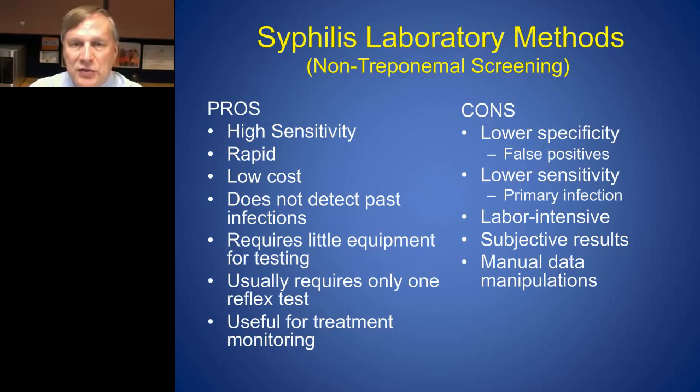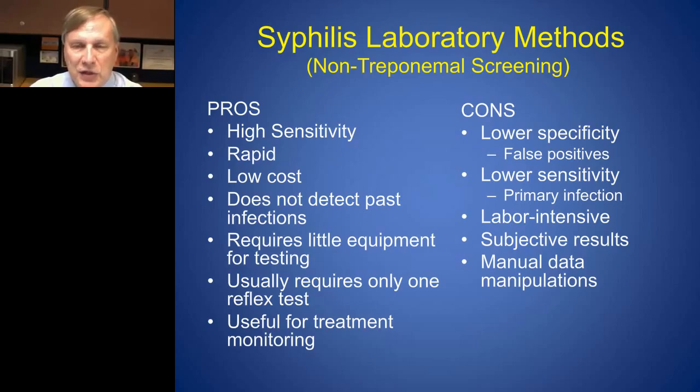So the disadvantages, well, because it doesn't measure specific antibodies, it has some false positives. There are other things that can cause false positives with non-treponemal assays. And lower sensitivity during primary infection that we talked about. It's somewhat labor intensive. You've got a lot of cards, you've got a lot of pipetting to do. And subjective results. You can see, you're looking at these, you're reading these, and sometimes the results aren't real clear.